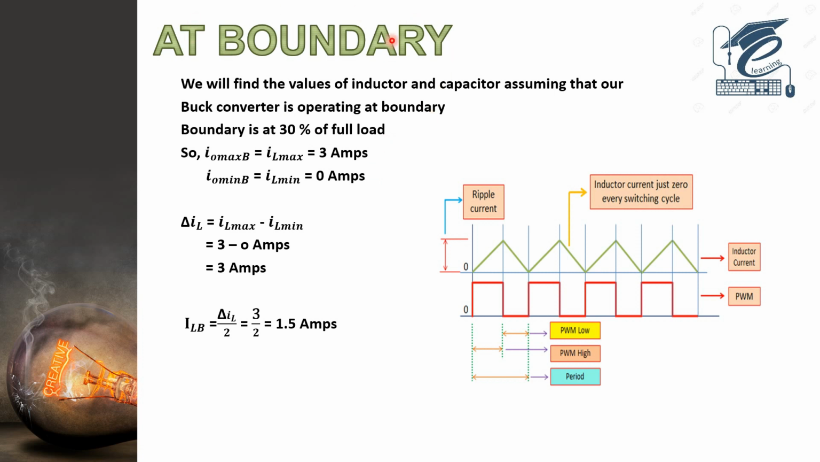Why have I considered the boundary condition for deriving the values of L and C? The reason is that if we consider the CCM mode to find the value of inductor, then we need a large value of inductor, so that the inductor is big enough that its energy will not be depleted until the next charging cycle occurs. So a large inductor leads to bulky physical size and price difference too.